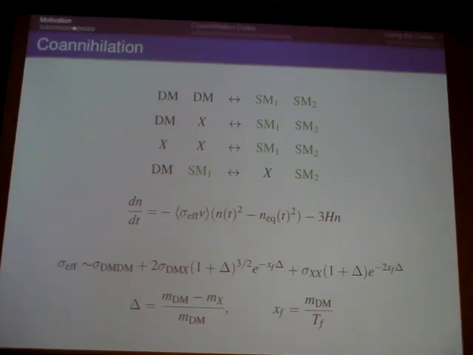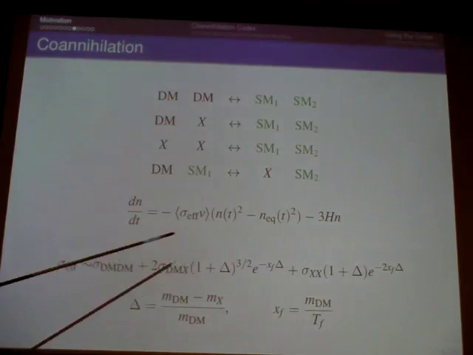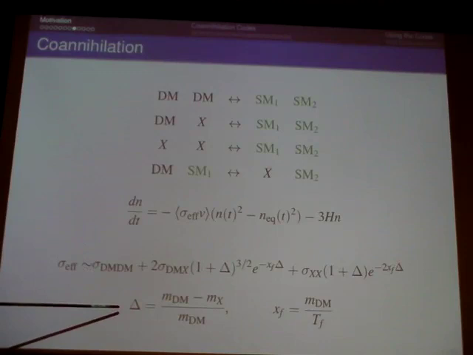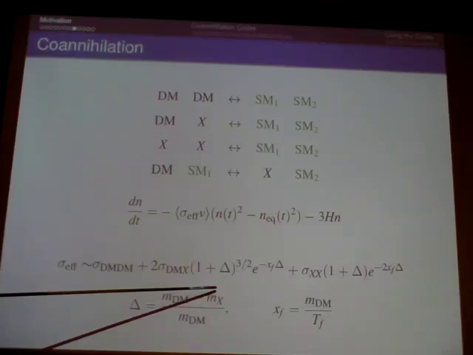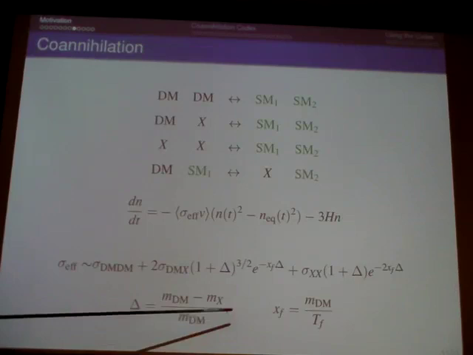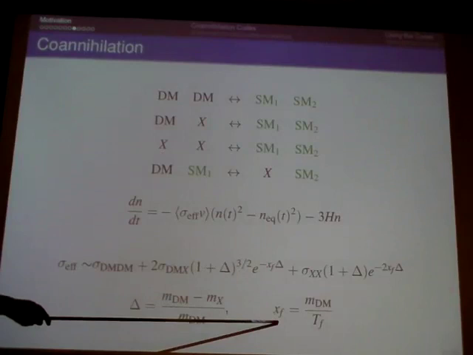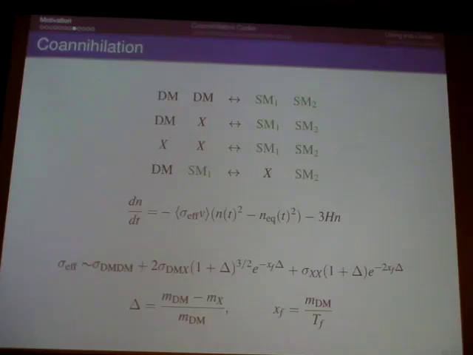Okay, so we have the sum of these terms. And so delta, which we're going to use a bit later, is the fractional mass difference between the dark matter and this X. This is the coannihilating partner of the dark matter. That appears in this exponential up here, along with some factor xf. xf is the mass of the dark matter over the temperature at freeze-out. We saw earlier on that curve of the co-moving number density that time is often parameterized as the dark matter mass over temperature. So that's what this is.